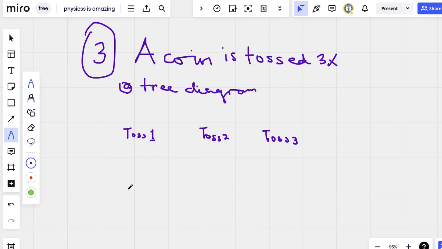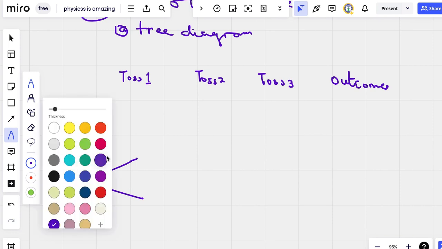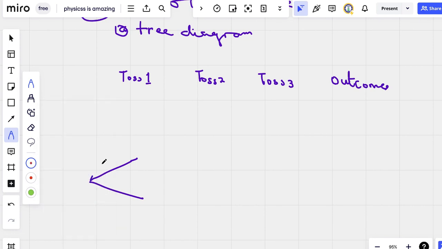Then here we're going to write out all the outcomes, whether it's head, head, head, or head, tail, head. We're going to write out the outcomes for each of these. So we say outcomes. Now let's start. For the first toss, we go there a little bit because the diagram will be growing, the tree will have heavy branches. Let's change the color to orange. For the first toss, we have head and tail, right?